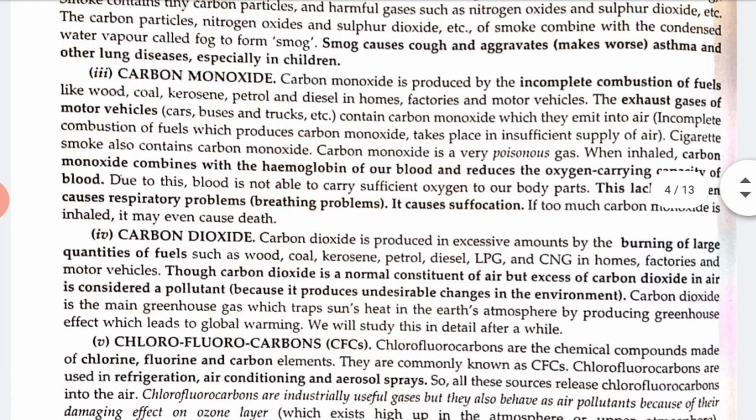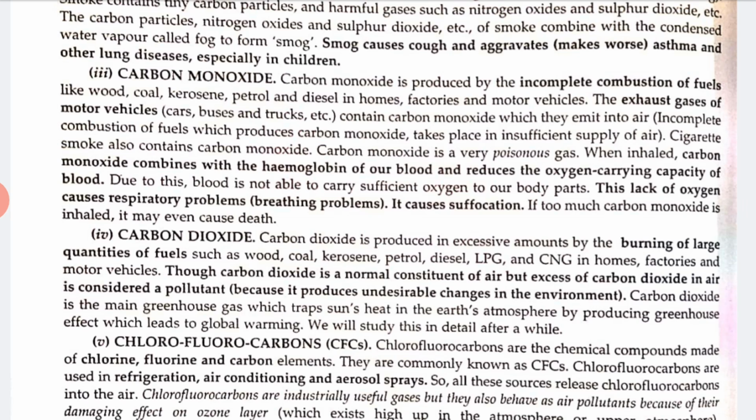Now next we have carbon monoxide. Carbon monoxide is produced by the incomplete combustion of fuels like wood, coal, kerosene, petrol and diesel in homes, in factories, and in motor vehicles, right? The exhaust gases of motor vehicles like cars, buses, trucks, etc. contain carbon monoxide, which they emit into the air.